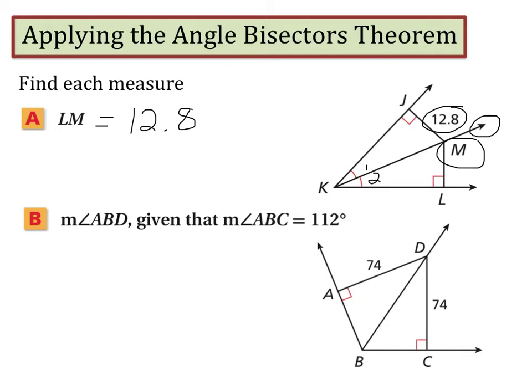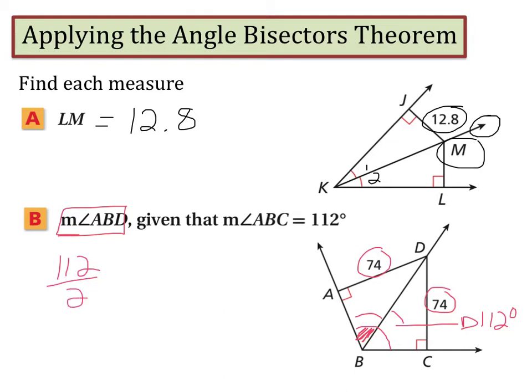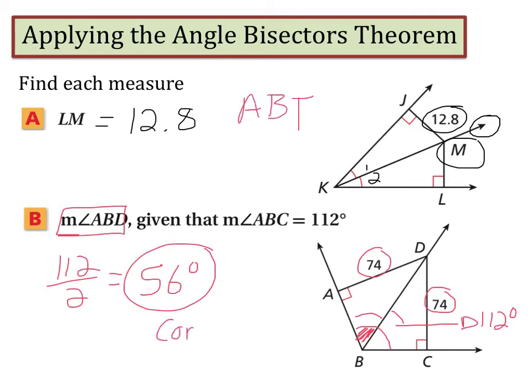So for the next one, we're trying to find the measure of angle ABD, given that the measure of angle ABC is 112. So we know this entire angle is 112 degrees. And since these two segments are congruent, these angles have to be congruent as well. So to find the measure of angle ABD, which is this angle right here, all we do is divide 112 by 2. And we get 56 degrees. So right here for this problem we applied the angle bisector theorem, and in this one we applied the converse.